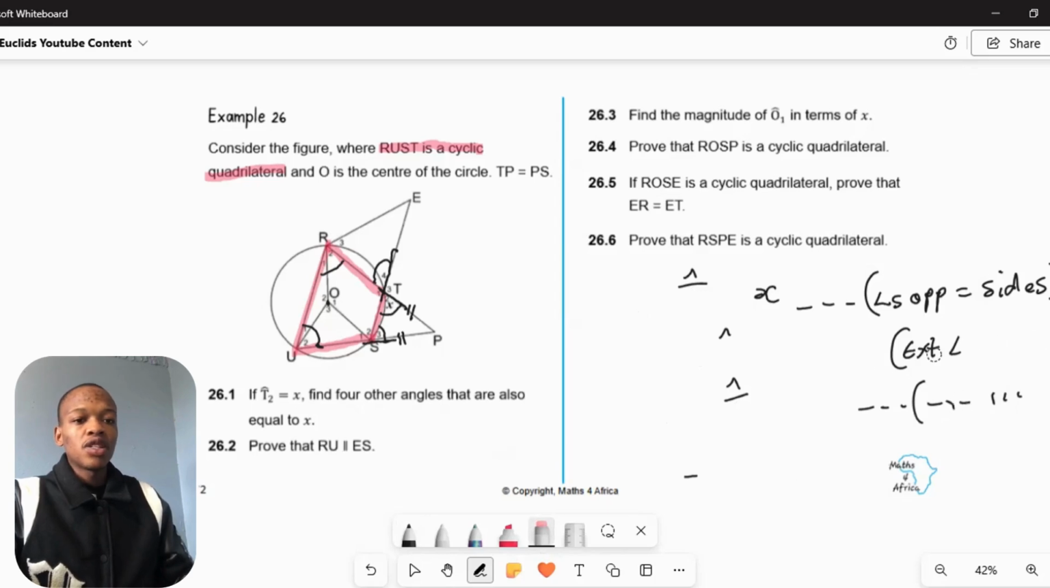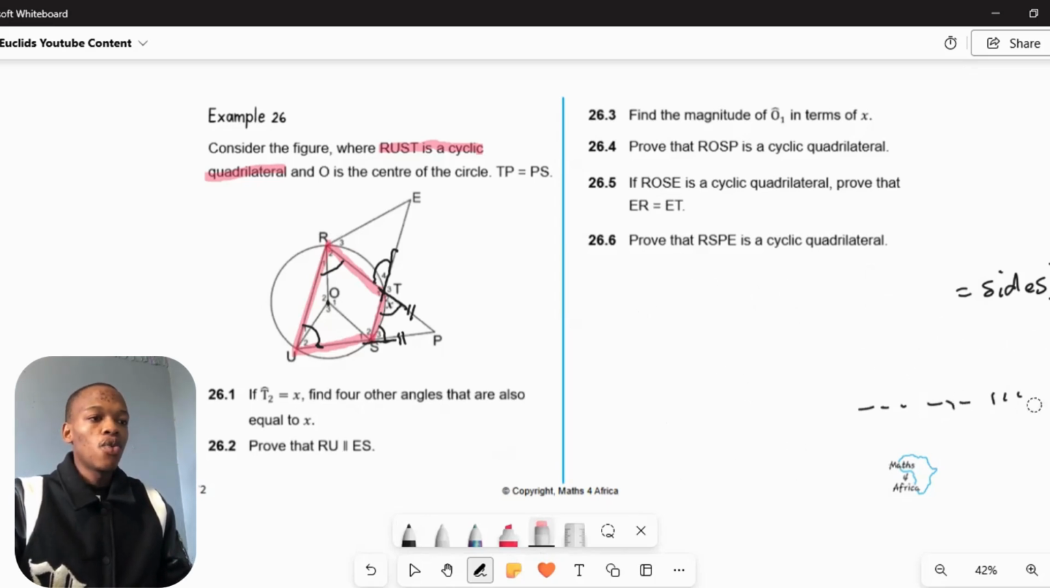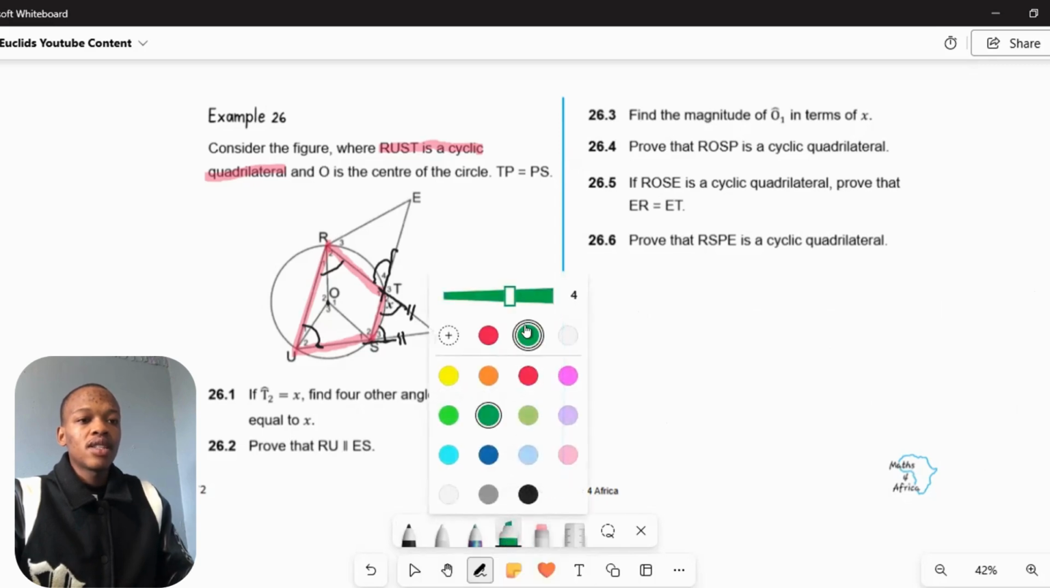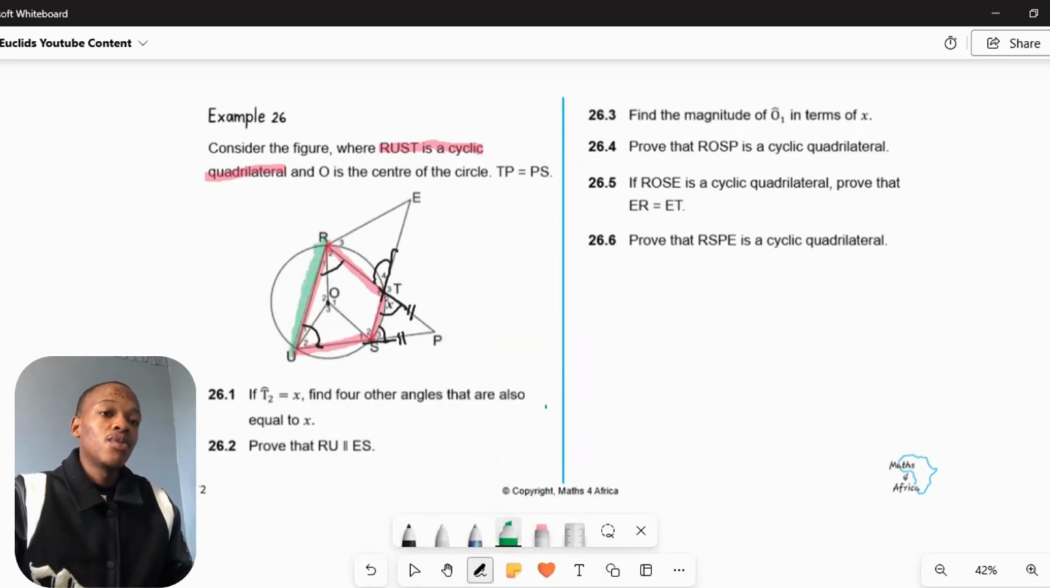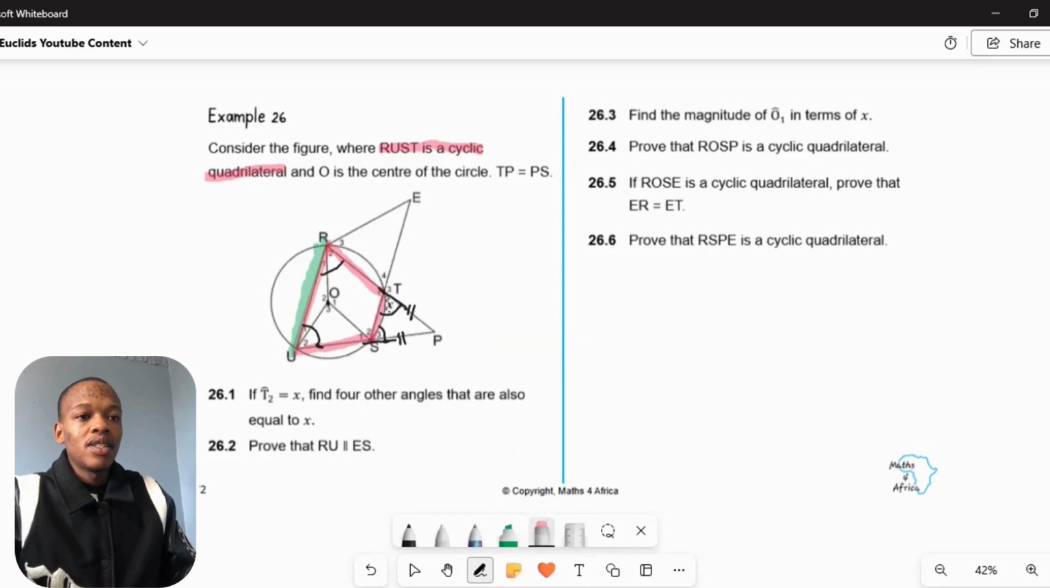We're done. So 26.2 now. Prove that RU is parallel to ES. Where is RU? Let's go and highlight. RU and ES. There is RU, and then ES. Now it's complicated, looking clean now. Let's put the X's just to not forget about it.